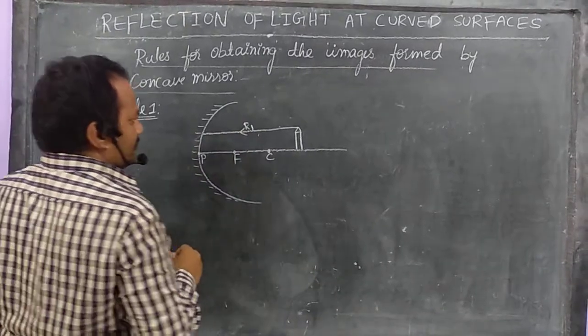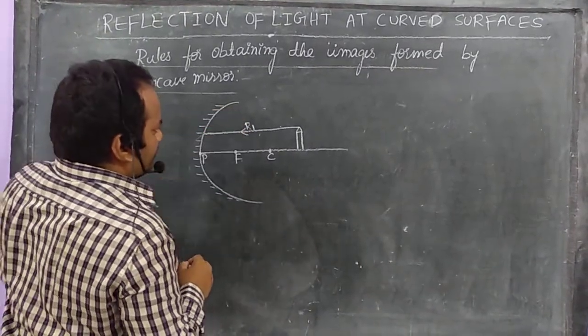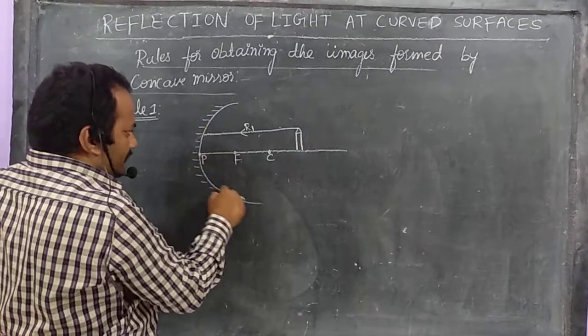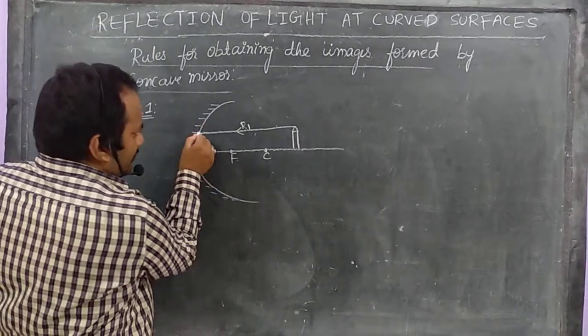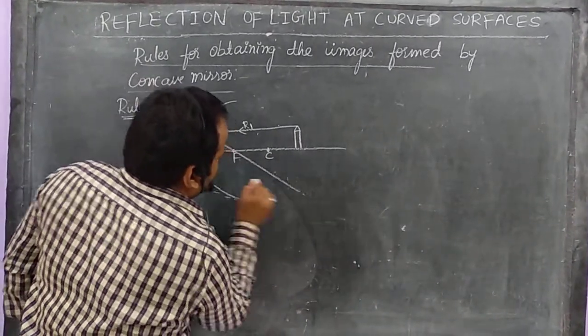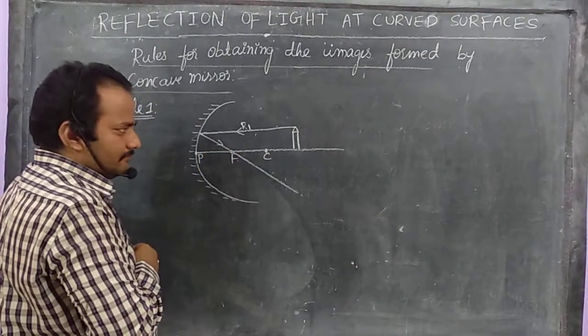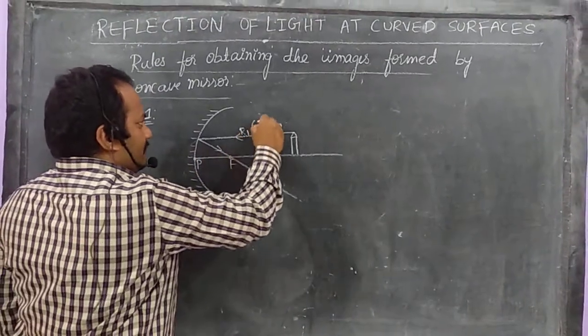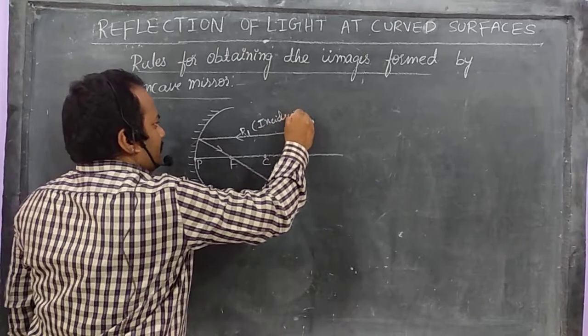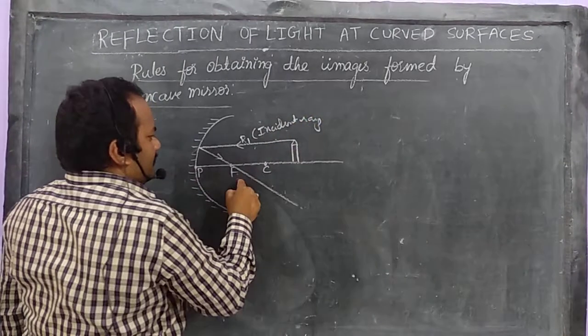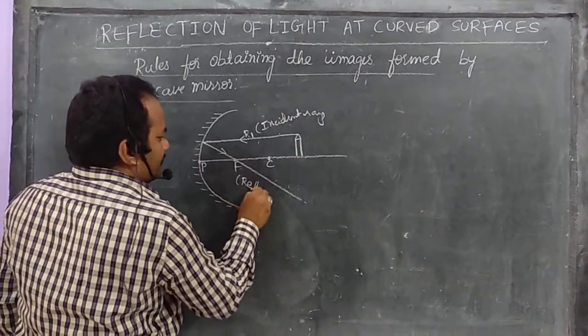This is the incident ray. This incident ray is parallel to the principal axis, and after falling on the concave mirror, it reflects, and the reflected ray passes through the focus. This is the incident ray, and this is the reflected ray.